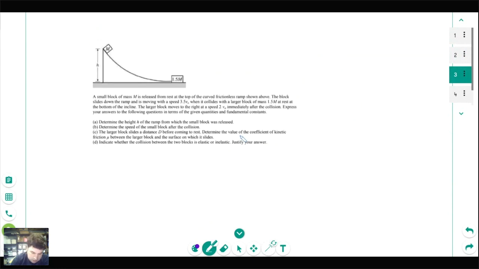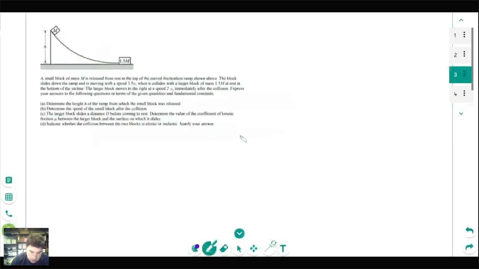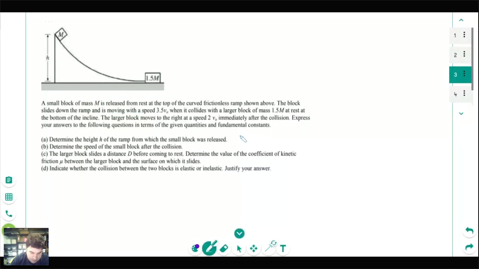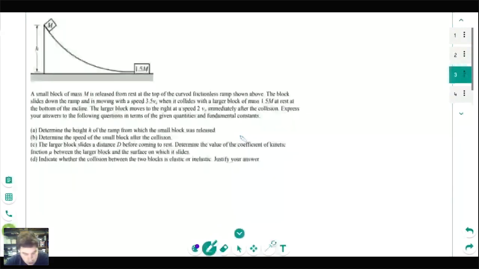Let's see if I can make this a little bit bigger here. There we go. So a small block of mass m is released from rest at the top of the curved frictionless ramp as shown above. The block slides down the ramp, moves with speed 3.5 v naught when it collides with a larger block of mass 1.5 m, which is at rest at the bottom of the incline. The larger block moves to the right at a speed of 2 v naught right after the collision. Show all your answers in terms of given quantities and fundamental constants.